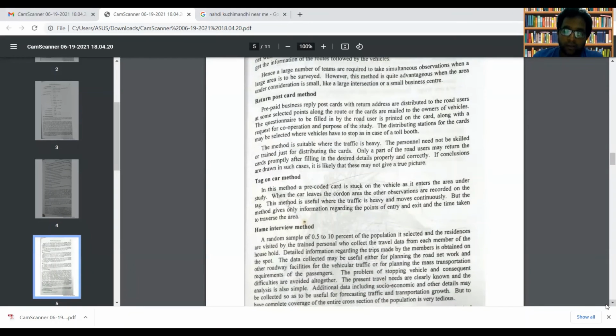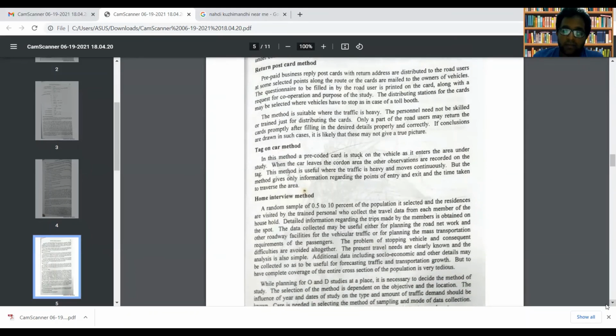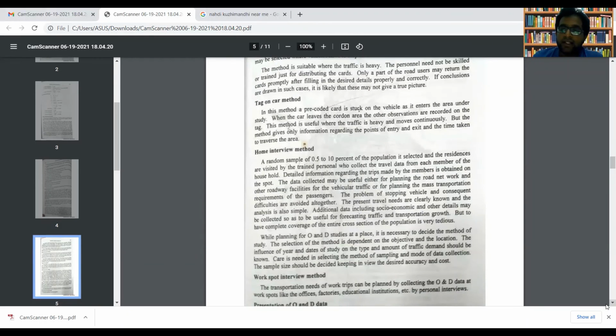Next one is the home interview method. In the home interview method, a percentage of the population is selected and trained personnel will visit the residences and collect travel data from the different members of the household. The detailed information regarding the trips will be provided to the survey team. And this data will be used for planning the road network, planning other vehicular traffic facilities, and planning mass transportation requirements, all these things.